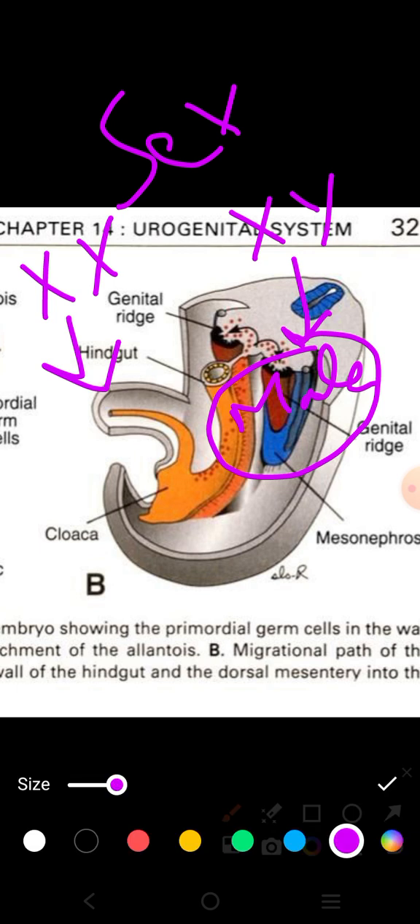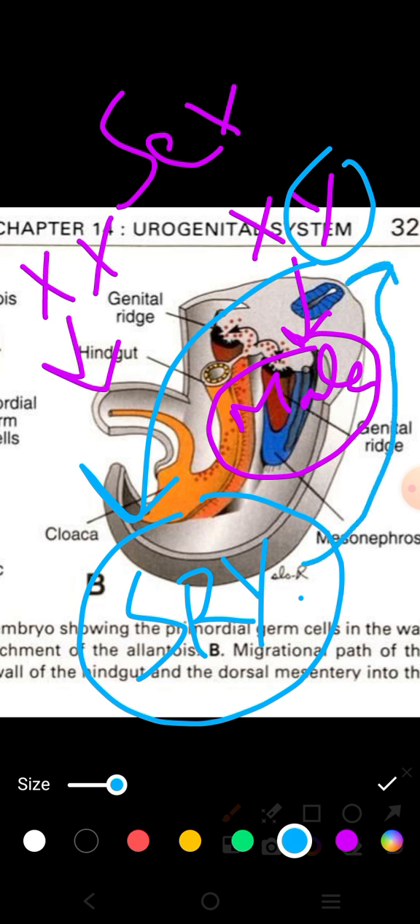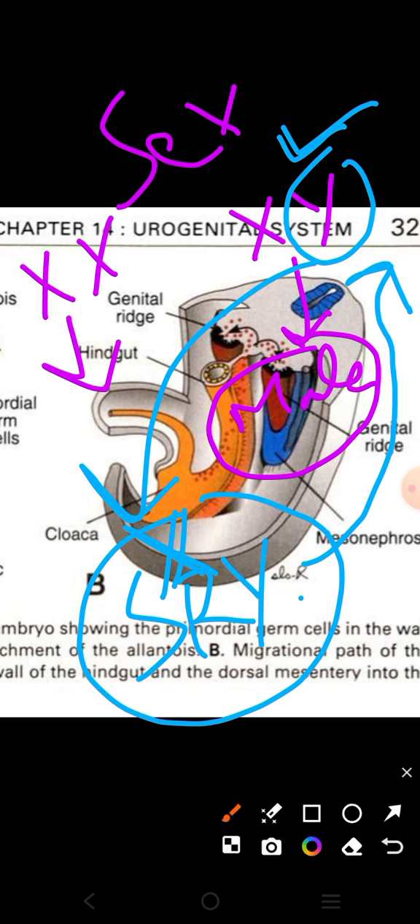The Y chromosome mainly has a gene which is called the SRY gene. Remember, this is the sex determining gene of the Y chromosome, and it is responsible for developing the testes. But as you know, in females there is no Y, so there is no SRY. So in the absence of Y and SRY, the genital ridge will develop into the ovaries, and in the presence of it, it will develop into the testes, right?